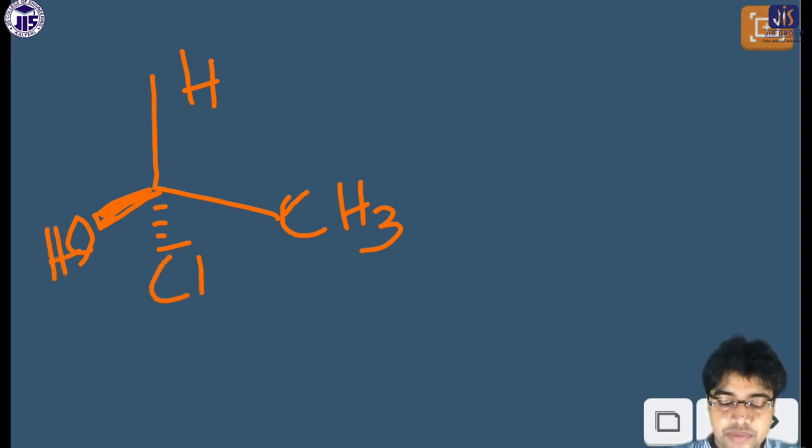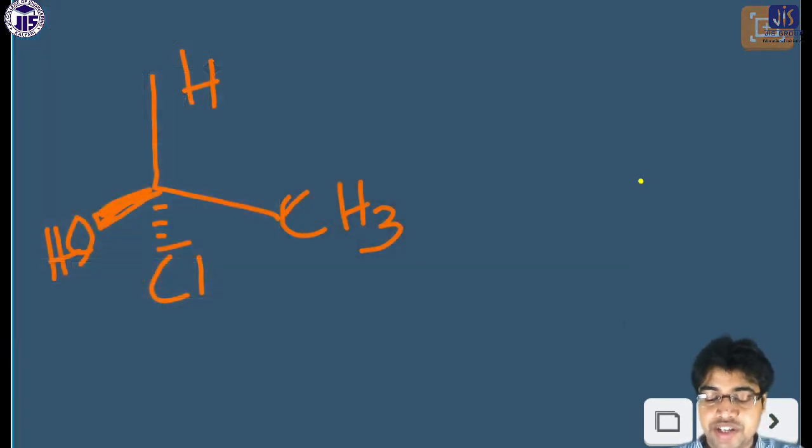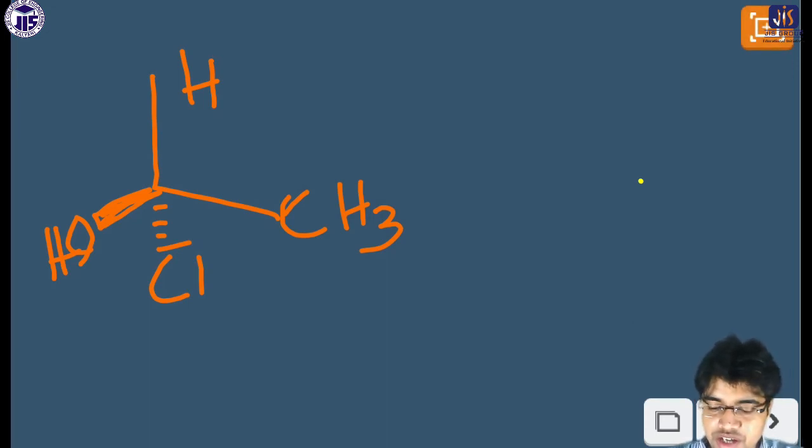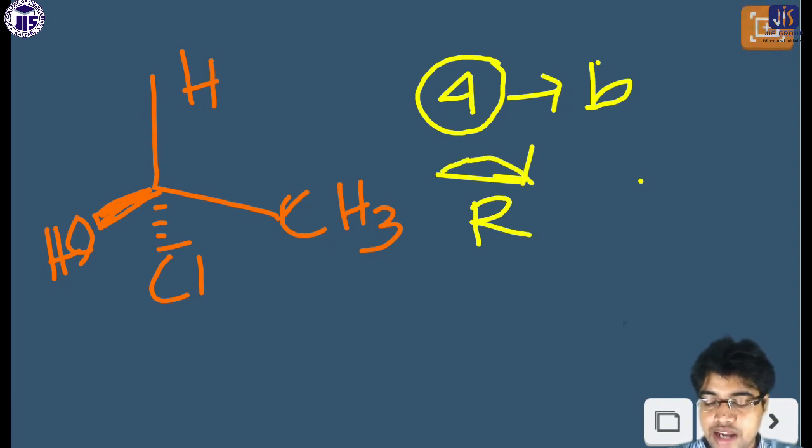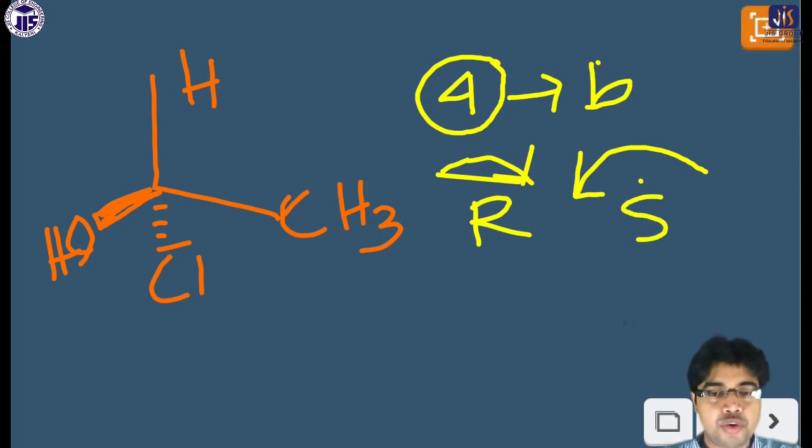This is the common example. Now I'll give you the rule that I told you: 4 back, positive. 4 back positive means if the 4th group is in the back position, then the clockwise direction will be R, and the anti-clockwise direction will be S. But I told you, according to the priority order, the 4th group is the back position.